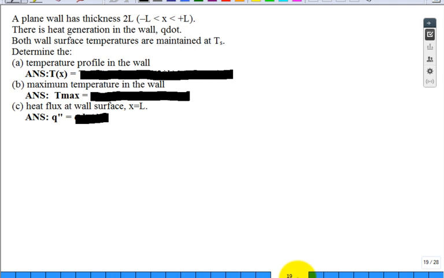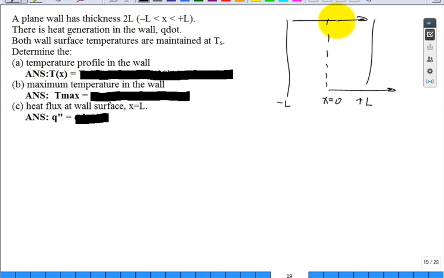Okay, we have a plane wall that has thickness 2L. And notice that the book loves to put x equal to 0 right there. And so this is negative L, this is plus L. What is the thickness? The thickness is 2L. Don't get confused, right? The x equals 0 is the center.